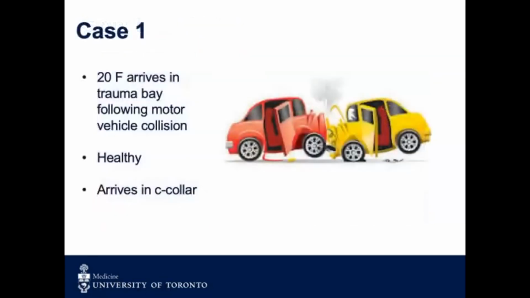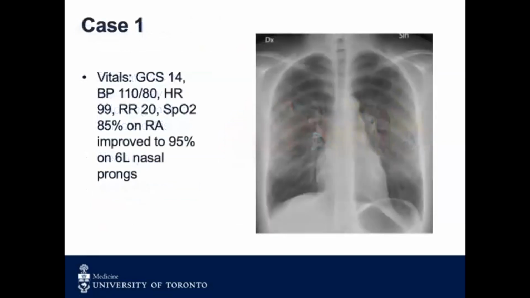Okay, so let's go through some cases to talk about some pathology. You're the trauma bay leader and you have a 20-year-old female who unfortunately gets into a motor vehicle collision, and she comes into the trauma bay. She's previously healthy. It looks like she's got multiple injuries. She arrives in a C collar to protect her C spine. While you're preparing all your things, you see her vitals. She has a GCS of 14.